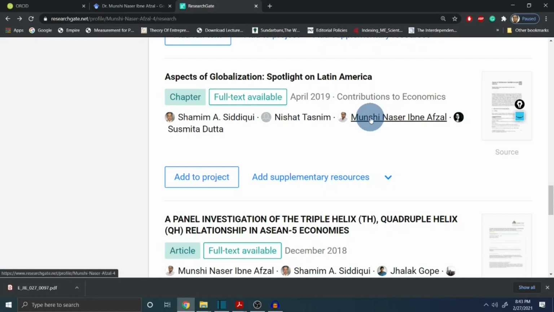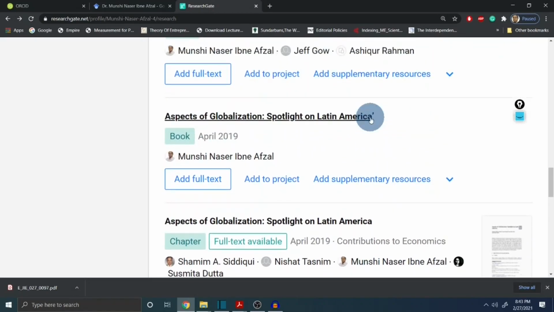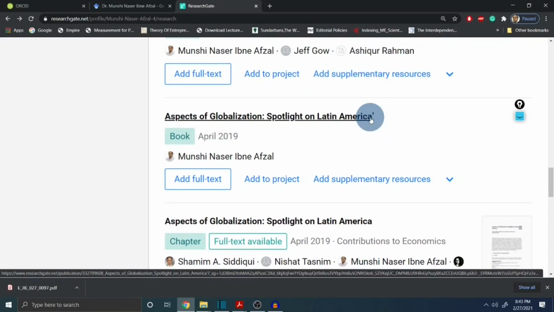And of course, please do not plagiarize. Plagiarism is a crime, so try to avoid plagiarism by using plagiarism-checking software to check and remove all the duplicacy and similarity from your article before you send your article to a good reputed journal.